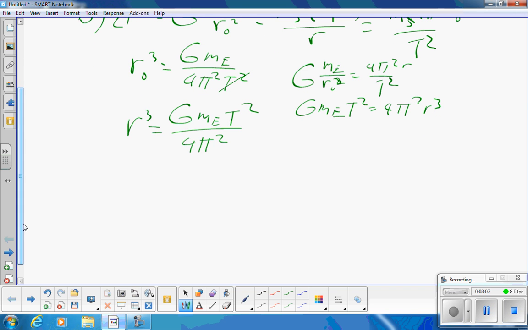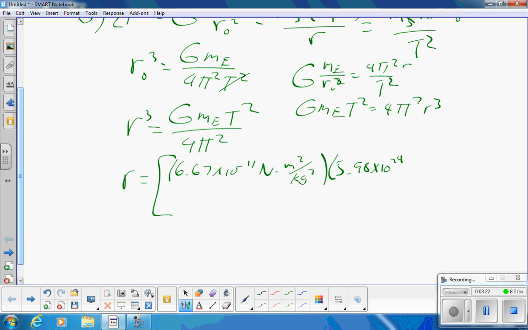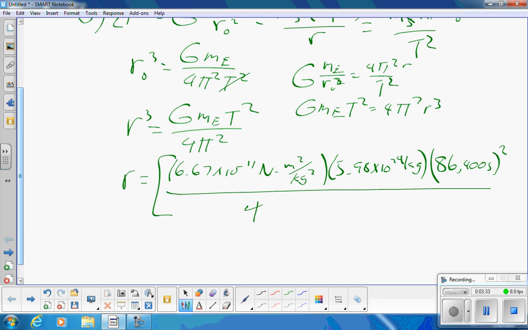And so now we got to put numbers in. r is the cube root of 6.67 times 10 to the minus 11 newton meters squared per kilogram squared. The old man puts units in. Times mass of Earth, 5.98 times 10 to the 24 kilograms, times period squared, 86,400 seconds squared, divided by 4 times pi squared, and the whole thing is cube rooted.